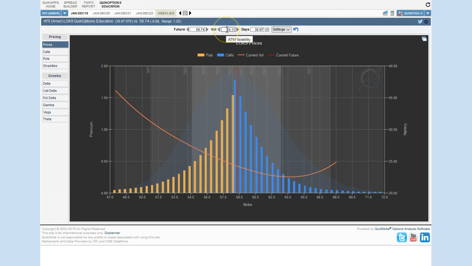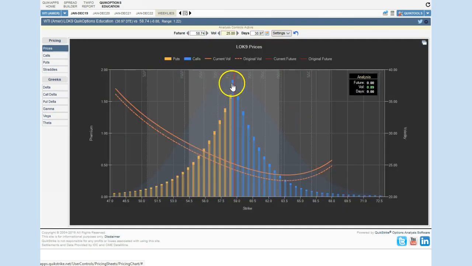Now let's take a look at volatility. Increased volatility should increase all of our option prices. So let's take a look. Let's go up to 25 and see what happens. Now what we should see is a little candle on everything. Basically everything got a little bit more expensive. It was here and it went there, for both the calls and the puts. So volatility increases the value of our options.